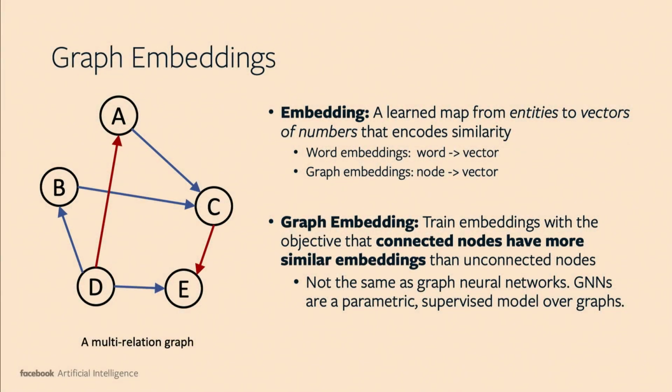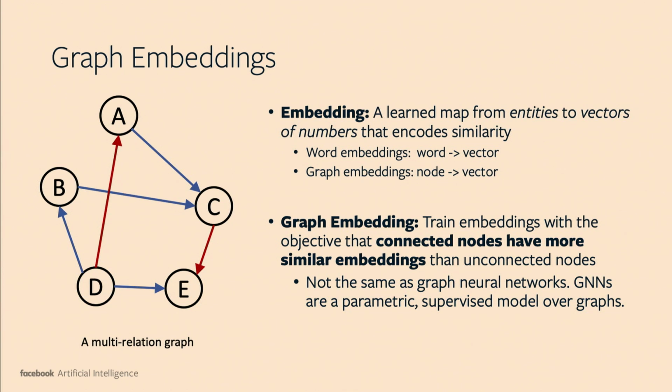So first of all, an embedding is a learned map that maps from some kind of entity to a vector of numbers that encodes some notion of semantic similarity between these entities. Most people who have heard of embeddings would probably have heard of word embeddings like word2vec. In word2vec, you learn a vector of numbers for each word such that you can predict a word in a corpus of text from its context. It's an unsupervised method where you just train it on a corpus of text and you learn features for each word that encode the semantics of those words.